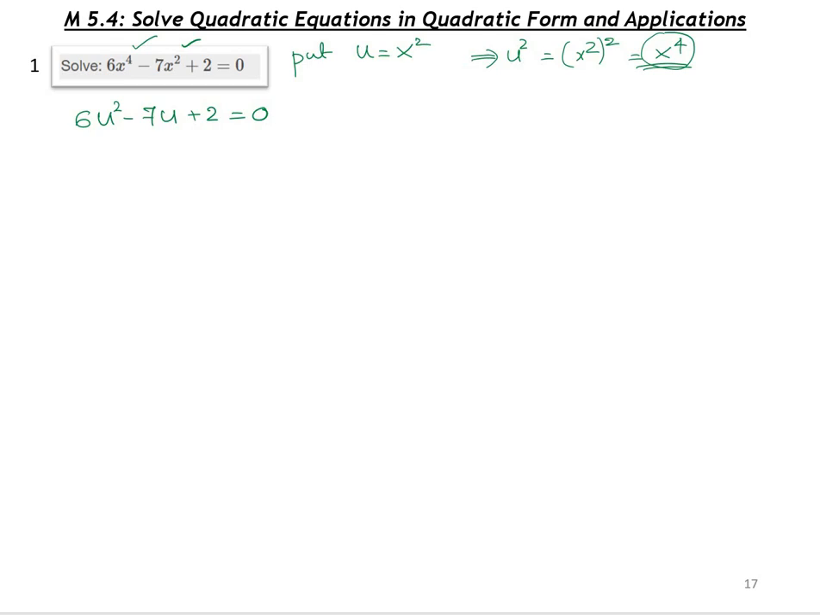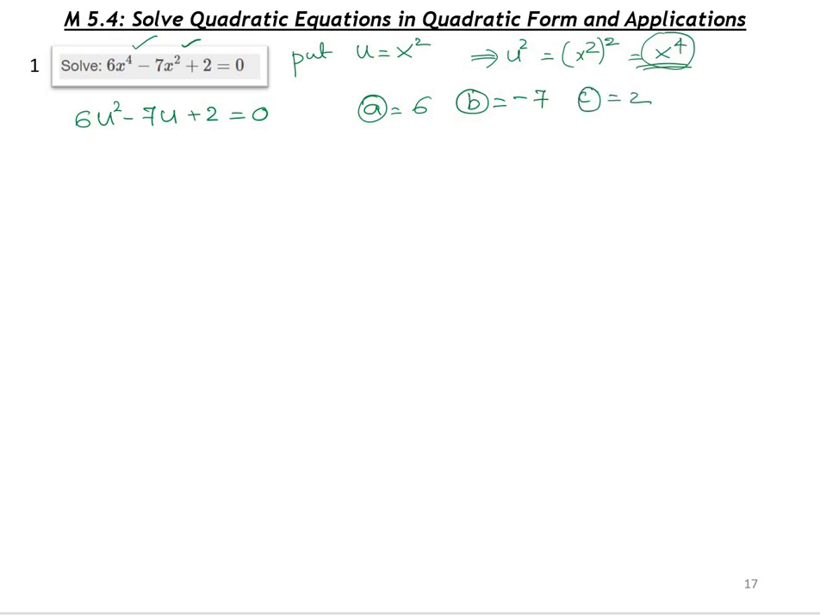And now look at this one. Even if we replace x squared by another variable, now you have a quadratic equation, right? Now we can use the formula or any method to solve it. So let us use the formula method. Here a is equal to 6, b is equal to negative 7, and c is equal to 2.